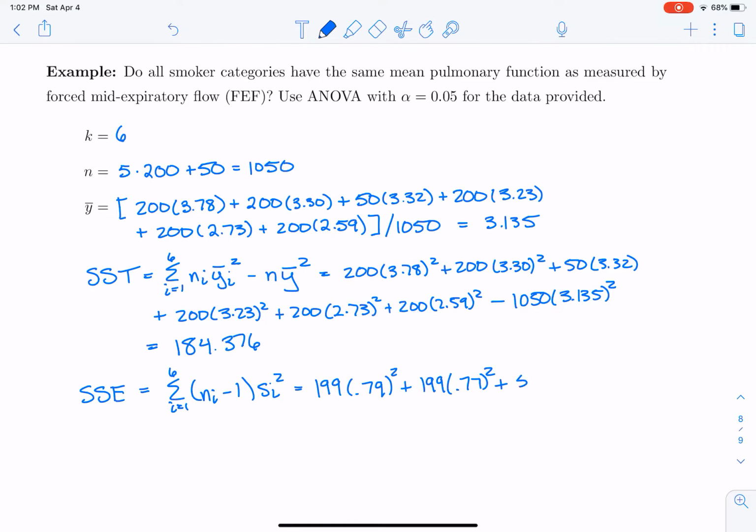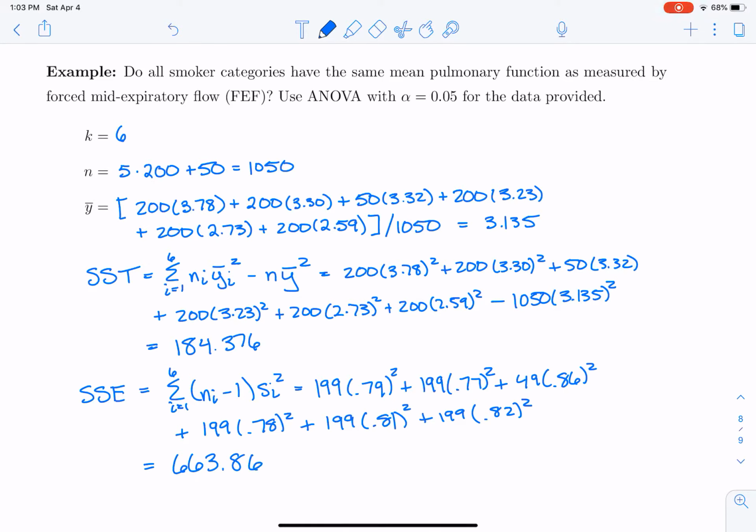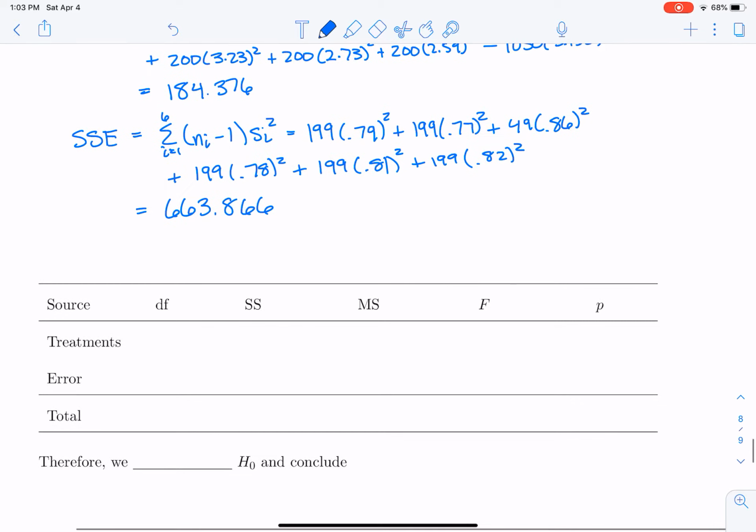The non-inhaling group had 50 observations for degrees of freedom of 49 and 0.86 squared for the variance there, plus 199 for the light smoking group with a standard deviation of 0.78, which I'll square, 199 for the moderate smokers, 0.81 for the standard deviation squared, and then 199 for the heavy smokers, 0.82 for the standard deviation squared, for a total sum of squares error of 663.866. And now I want to summarize all of this data in my ANOVA table.